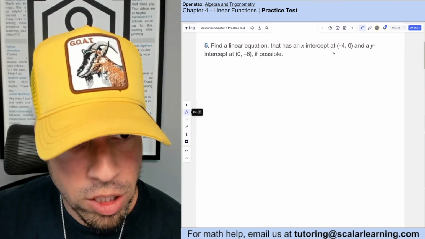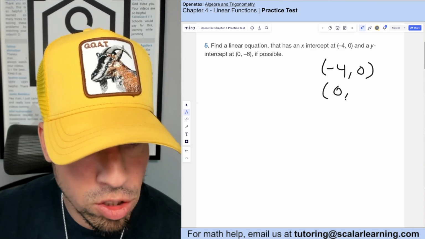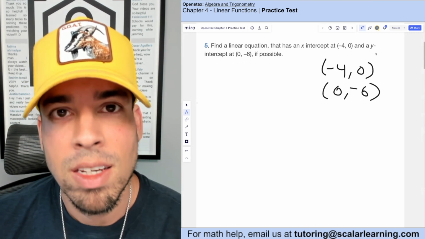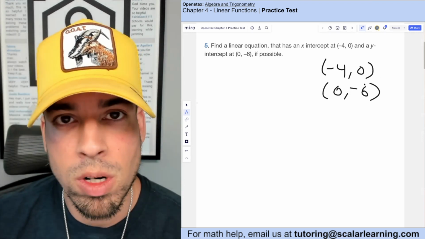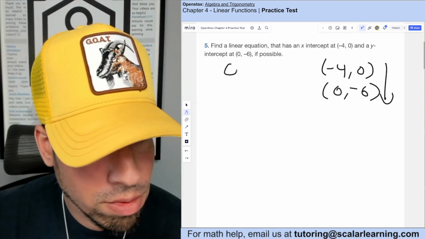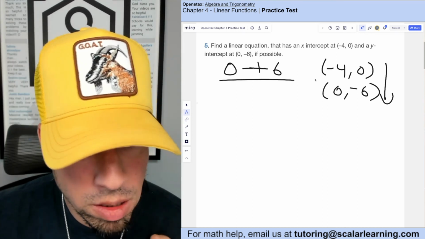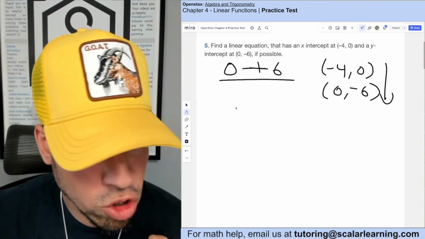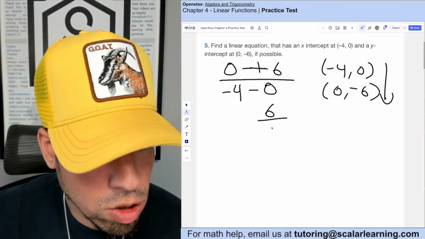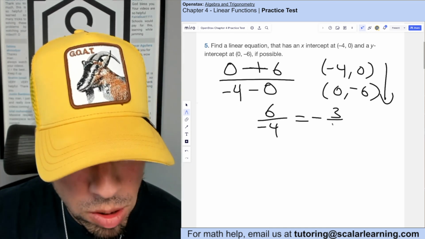Find a linear equation that has an x-intercept at (-4, 0) and a y-intercept at (0, -6). So the only piece that's missing, since we have the y-intercept, is our slope. And when we have two coordinates like this, we can calculate the slope by subtracting down, right? We take the difference of the y values on top, 0 minus -6, which just becomes a plus because of the double negative, over subtract the x values in that same order, -4 minus 0. So this gives us a slope of 6 over -4, which is a slope of -3 over 2.